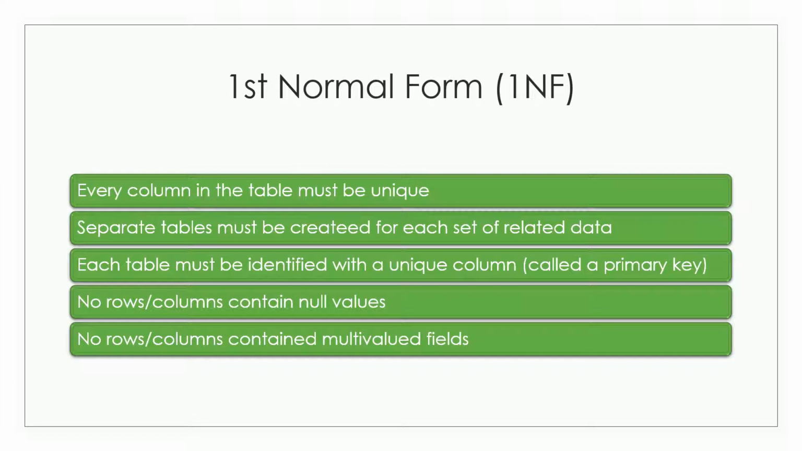So these are the rules for achieving first normal form. They state that every column in a table must be unique. Separate data tables must be created for each set of related data. Each table must be identified with a unique column called a primary key. No rows or columns contain null values. And finally, no rows or columns contain multi-valued fields.